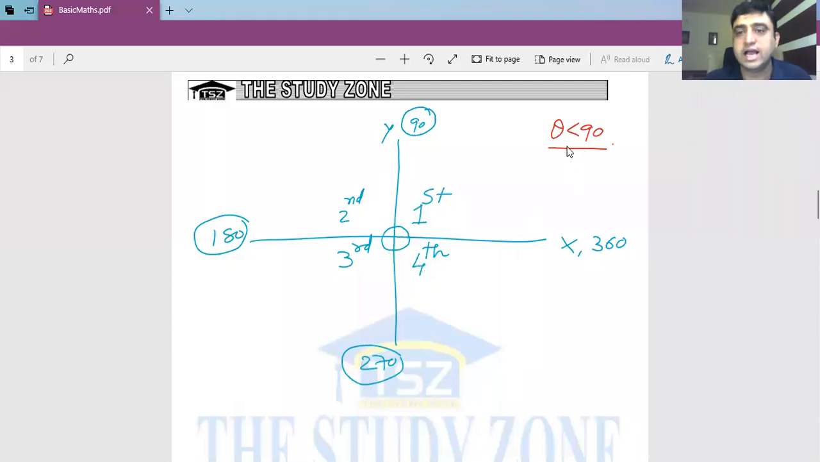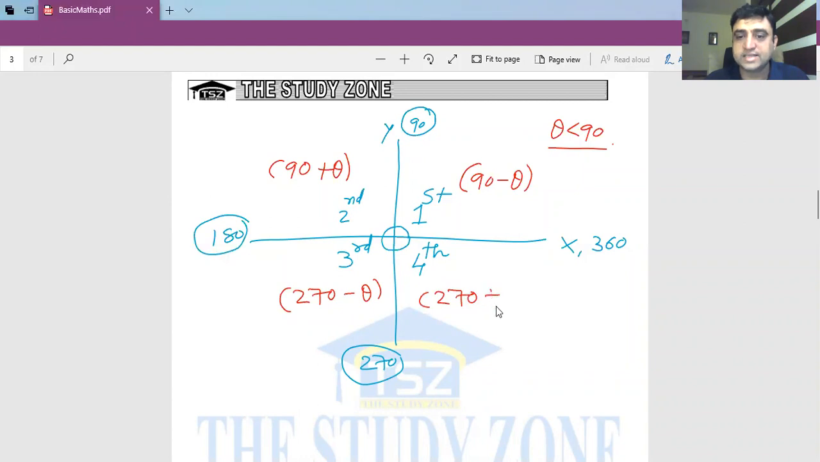Now suppose I want to represent 60 degree and theta is 30. So I can write it as 90 minus 30, that is 60. Suppose I want to represent 120 degree, that is 90 plus 30. Theta is an acute angle. I want to represent 240 degree, that is 270 degree minus 30 degree. I want to represent 300 degree, that is 270 plus 30 degree.